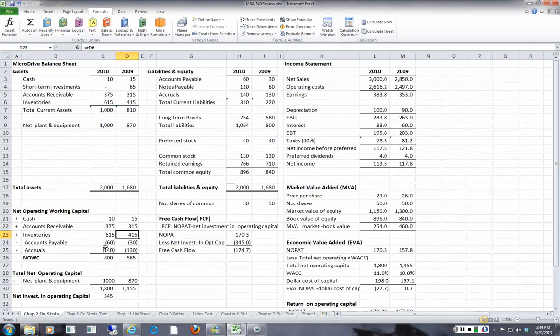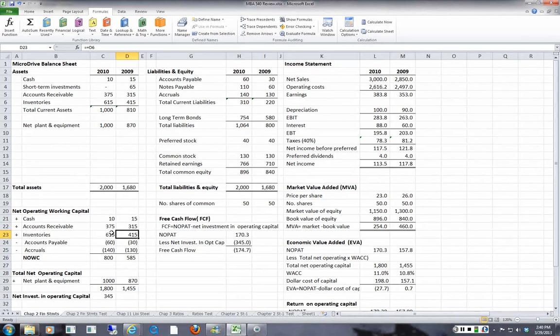And from those current assets, we deducted 60 accounts payable in 2010 and 30 in 2009. So you can see that. And then we deducted the accruals. We did not take out notes payable. So we come up with the net operating working capital of $800 for 2010 and $585 for 2009.